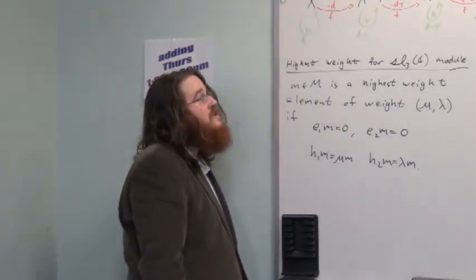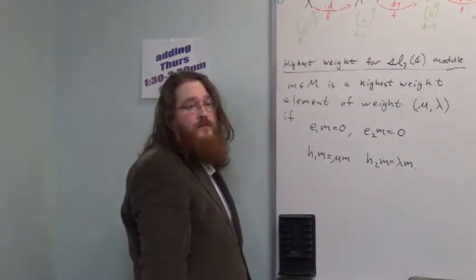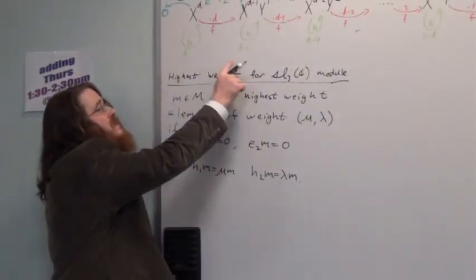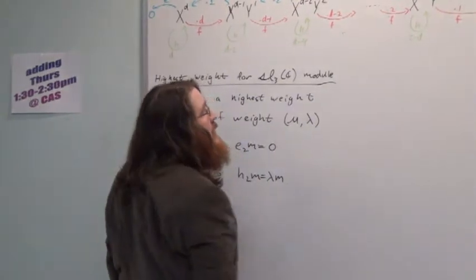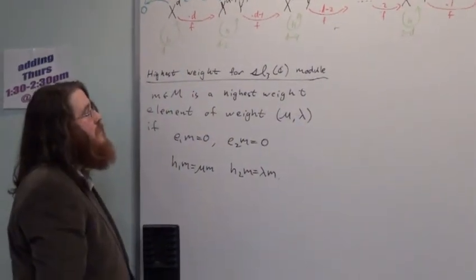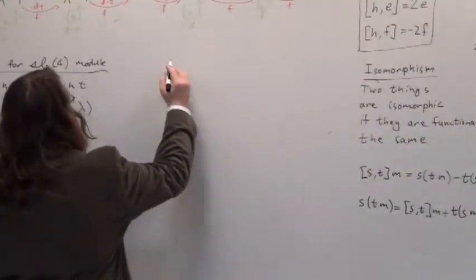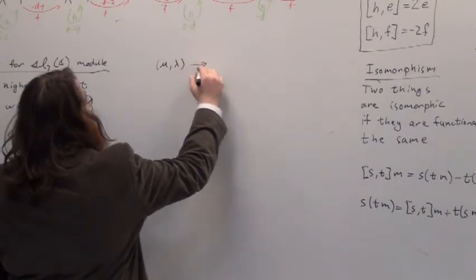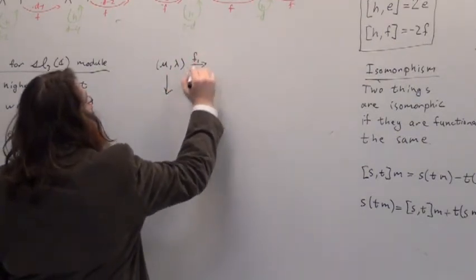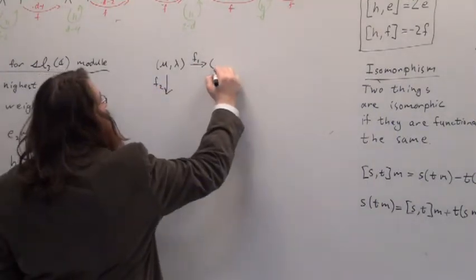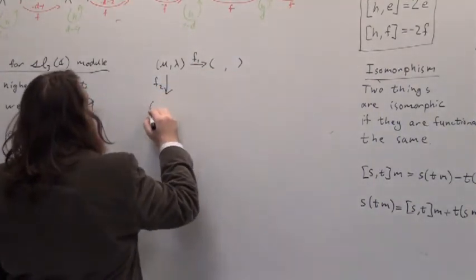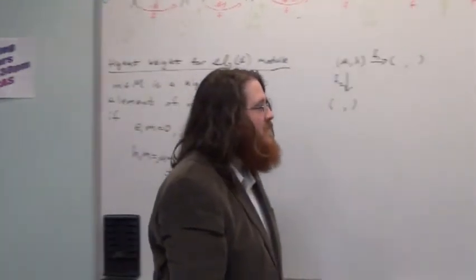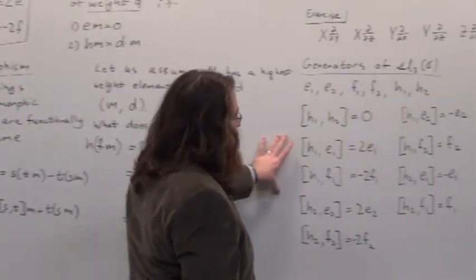And what I'll end with is you can draw a similar diagram to the one we drew here. But the question is, how do the weights move? Here, we go from weight d to d minus 2, so the weight decreases by 2 every time. How do they move for SL3? If you have weight mu lambda, the question is, what happens as I move by F1, or if I move by F2? What is my new weight? In other words, how do H1 and H2 act? You can compute all of that directly from these relations.